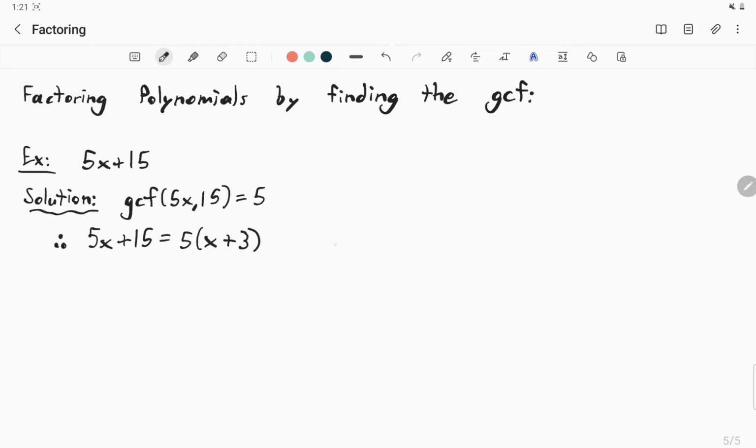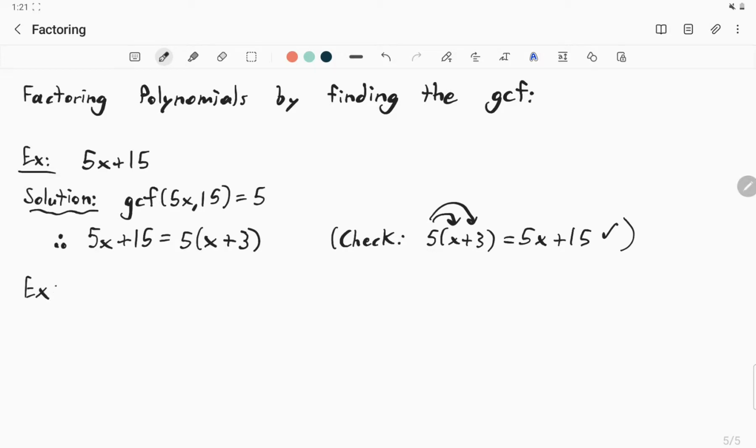And to check your work, that's how you know if you factored it correctly. You double check your work. Distribute 5 into x plus 3. And you should get the original term. What's 5 times x? It's 5x. What's 5 times 3? It's 15. That's our original term. We did it correctly.